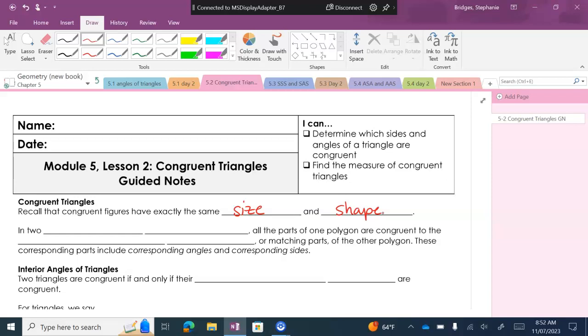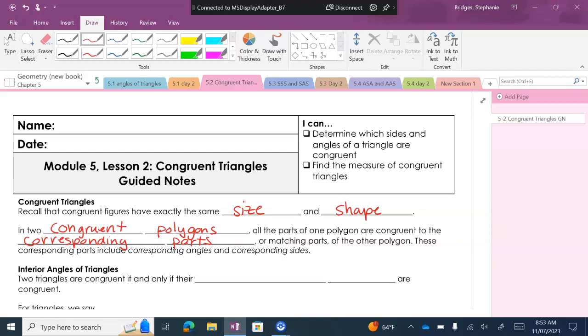In two congruent polygons, okay, a triangle is considered a polygon, all of the parts of one polygon are congruent to what we call the corresponding parts, or the matching parts, the parts that are in the same position. That's what corresponding means. They're in exactly the same position in each figure, okay?